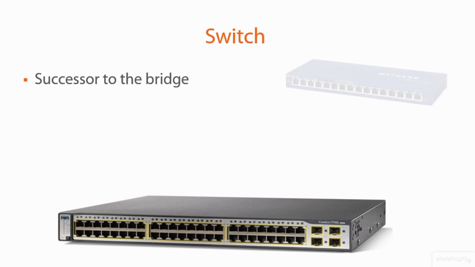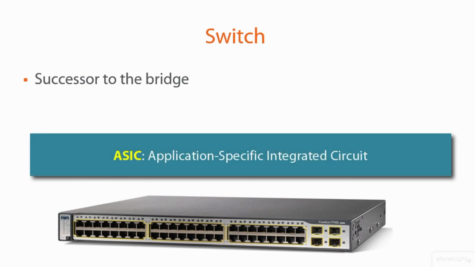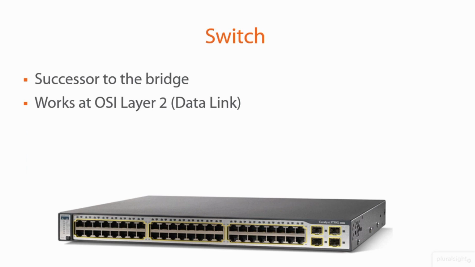Now, it's important to note that these switches use dedicated hardware circuitry, what are called ASICs, application-specific integrated circuits, to do their work so that they are very highly performing. Switches are more intelligent than hubs because they operate at OSI layer 2, or the data link layer. Remember that we're concerned with the Ethernet frame at layer 2. And you remember what kind of addresses are used at layer 2? The media access control, or MAC hardware addresses.